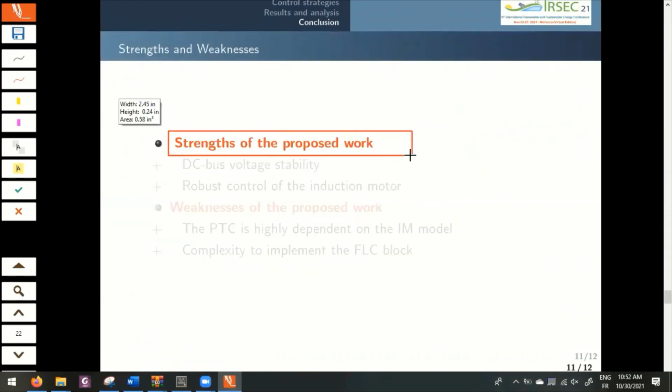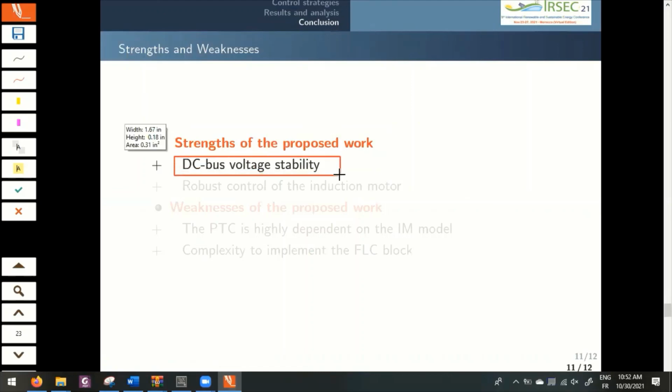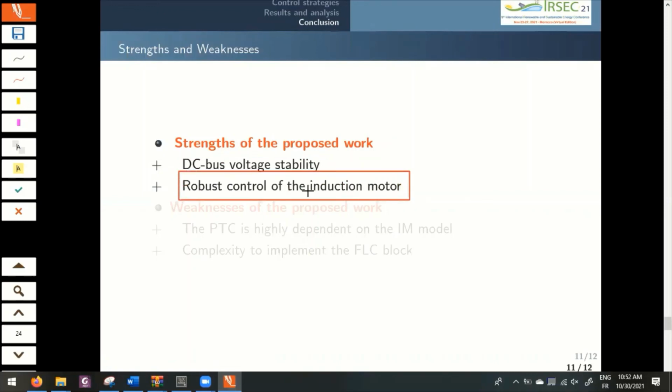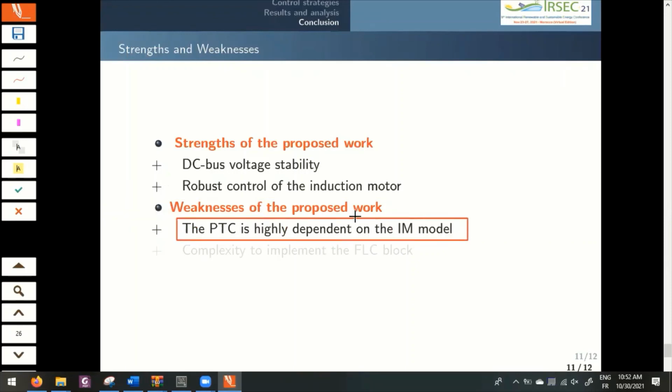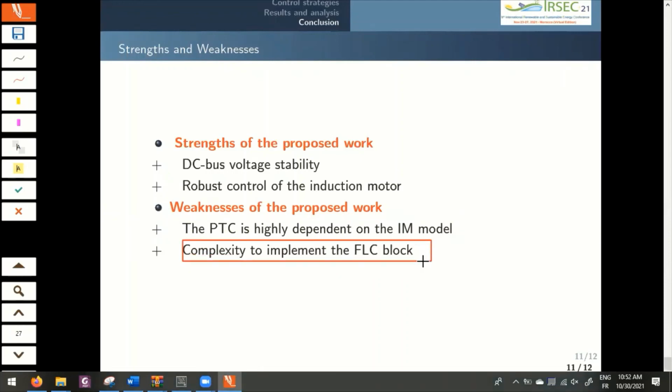The results show that the system performs well, as the DC bus voltage is well regulated, which prevents the motor from damage. The PTC showed robust control of the induction motor. However, the proposed control strategy still presents some drawbacks. First, the predictive torque control is strongly dependent on the motor parameters. Secondly, the implementation of the FLC block is complex and requires high-performance processors.